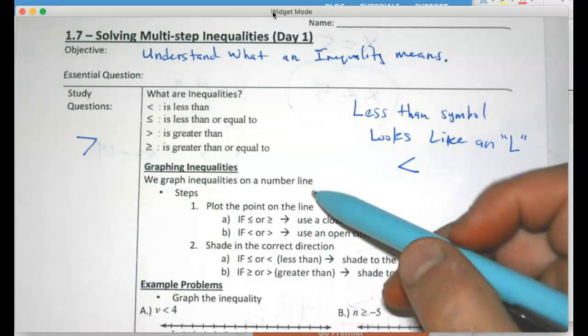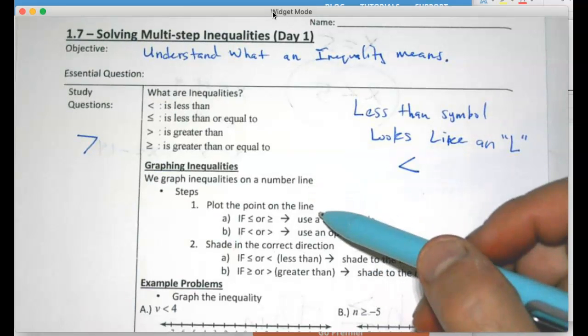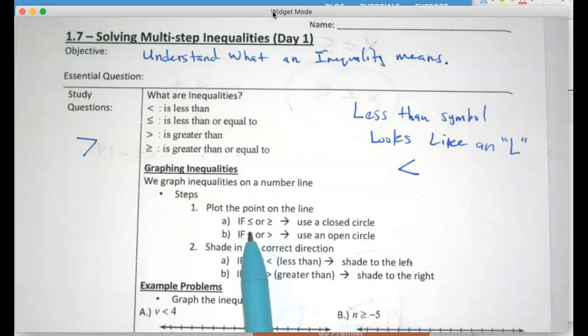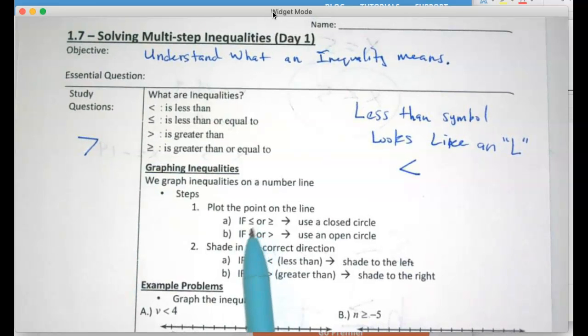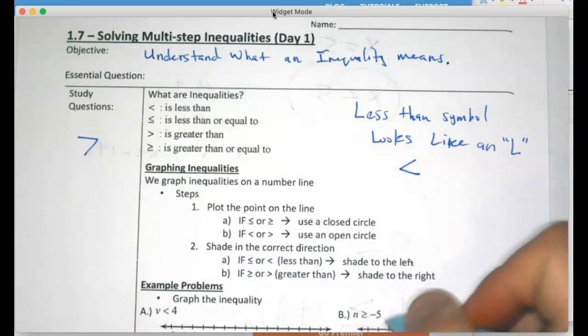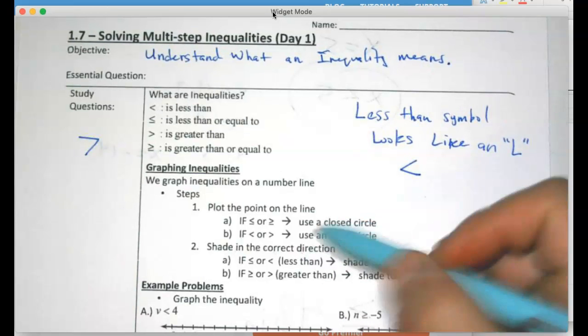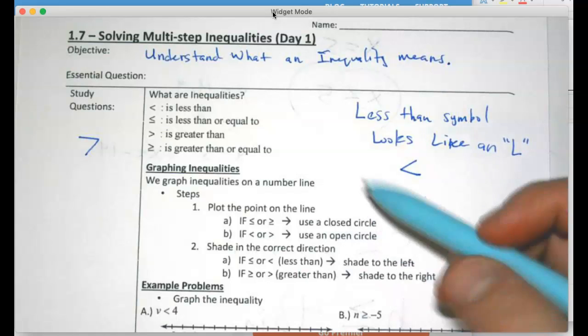Graphing inequalities. We'll graph an inequality on a number line. The way you graph is you put a circle at the number that is indicated, and you shade in or close the circle if you have a little line underneath the sign. If it's equal to, we'll shade it in. So if we shade in the circle at 4, we're basically saying it can equal 4. If we leave the circle open, we're saying it can't equal 4.